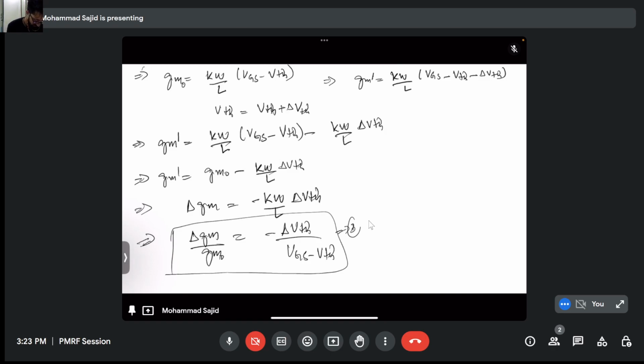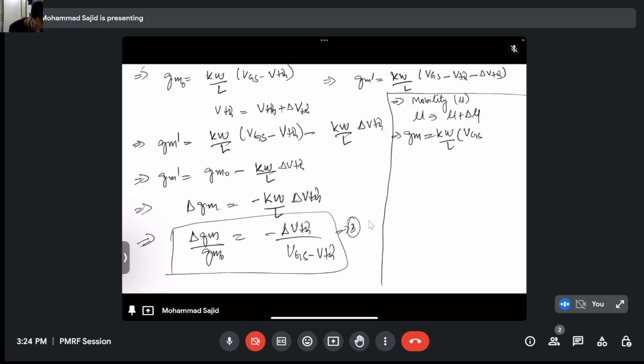This was a case when there was a change in VTH. Now, if the change is in mobility, mobility can change as well, right? There are scattering effects in the device, right? So let's say mobility changes from mu to mu plus delta mu. Let's first write gm as K W by L (VGS minus VTH). Here K is mu Cox, right?